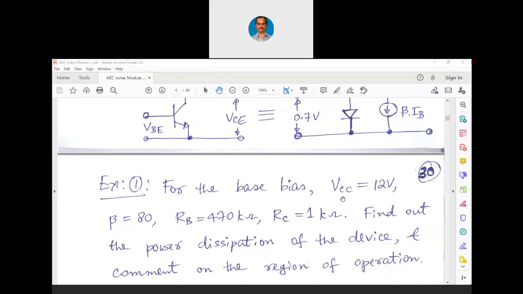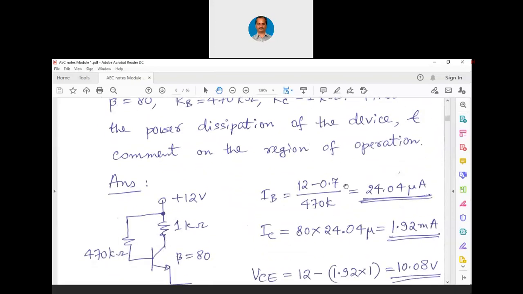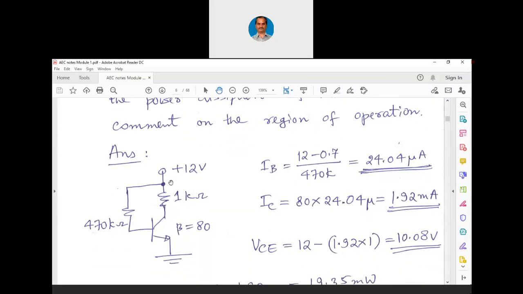Let us verify. IB is VCC minus VBE divided by RB. 12 volts minus 0.7 divided by 470K. So 12 minus 0.7 divided by 470K, 24.04 microampere. This is the circuit now. 470K at the base, 1 kilo ohm at the collector, beta equals 80, 12 volts. IC is, beta is given anyhow. So 24.04 microampere into 80 is 1.92 milliamperes.